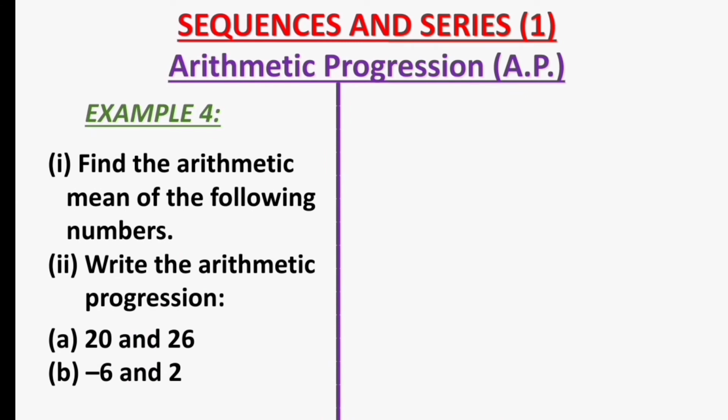Let's see our fourth example for arithmetic progression AP. Example 4. Roman figure 1. Find the arithmetic mean of the following numbers. Roman figure 2. Write the arithmetic progression. Question A. The numbers are 20 and 26. And question B. The numbers are minus 6 and 2.